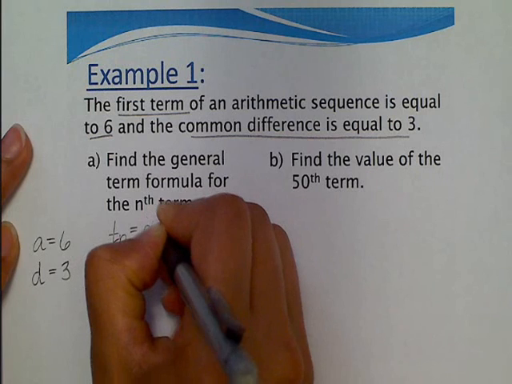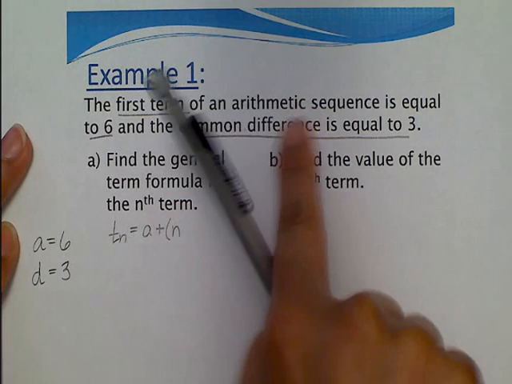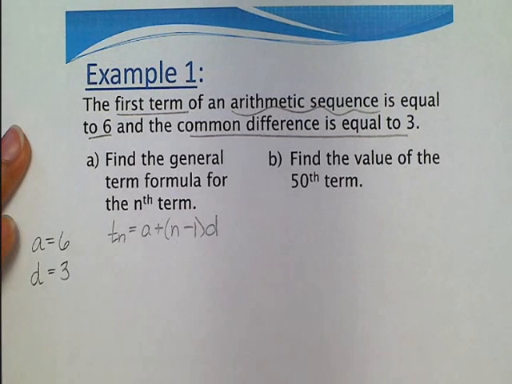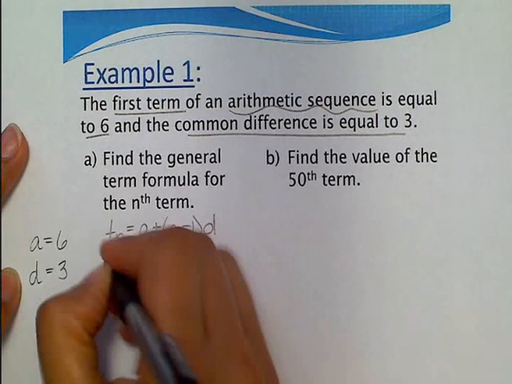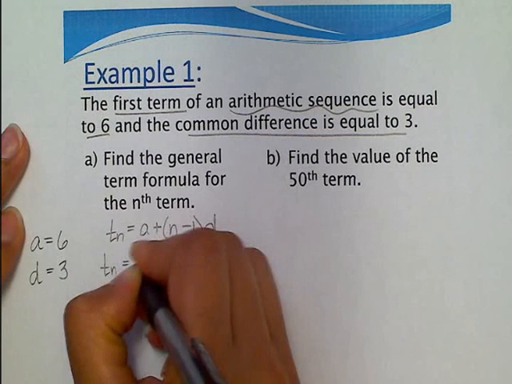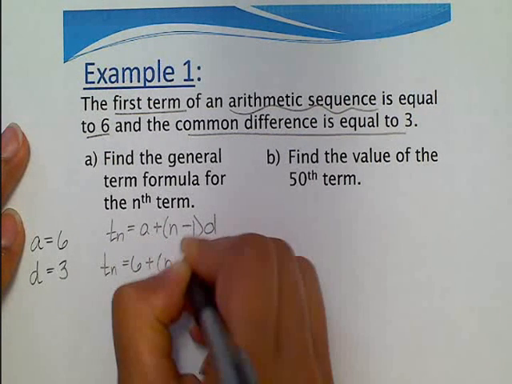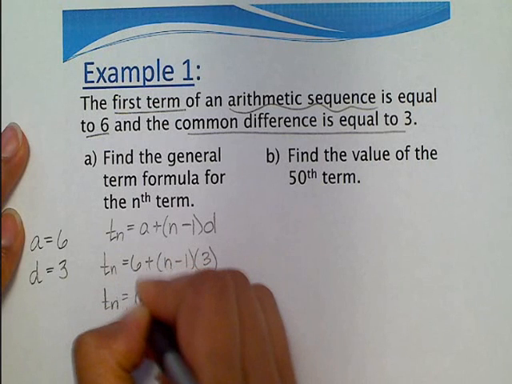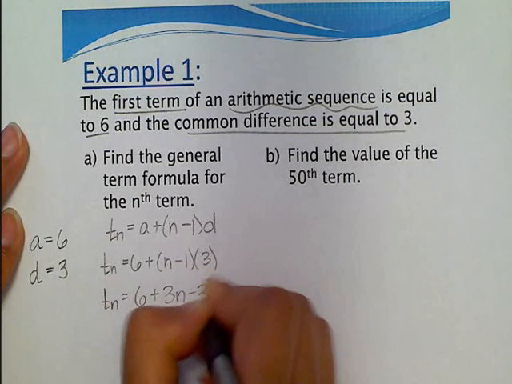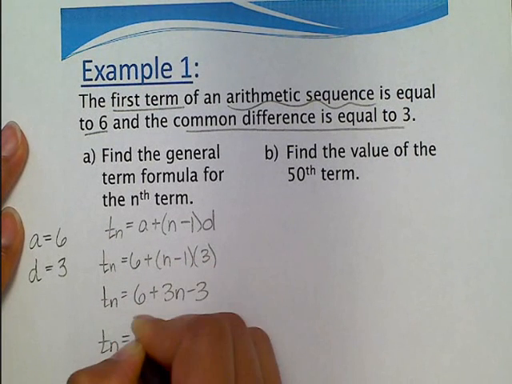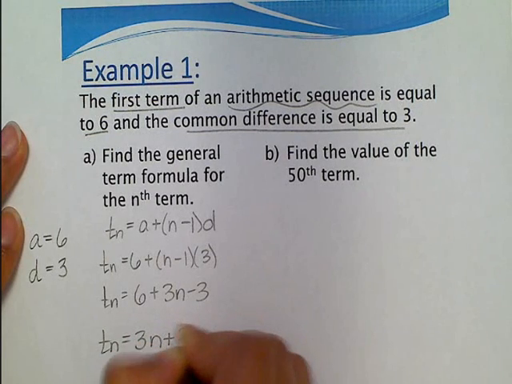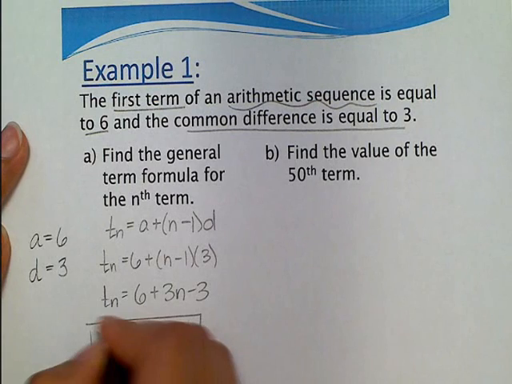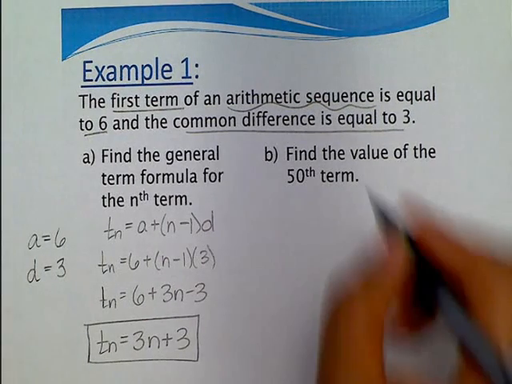In the first part of the question, it just asks you for the general term formula. So I'll start with the general term formula for an arithmetic sequence, since it does tell me it's an arithmetic sequence. So it looks like that. And now I'm going to plug in the information that I know. I have t of n equals 6 plus n minus 1 times 3. And so that'll give me t of n equals 6 plus 3n minus 3, and so my general term formula is 3n plus 3. Okay? For this particular sequence.